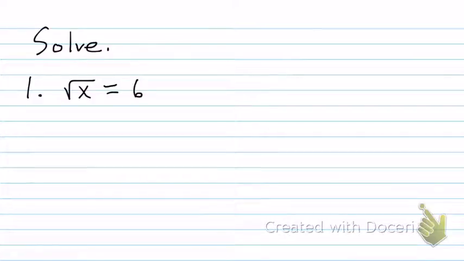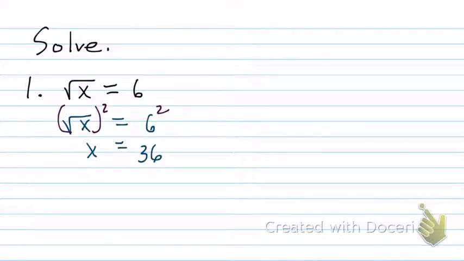So first of all, I'm thinking, how do I get x by itself? Well, the opposite of taking a square root, because I'm trying to get rid of that square root, would be squaring. So we're going to square both sides. And of course, if you have the square root of x and you square that, you're going to get x. And on the other side, you're going to get 36. And it's pretty easy to see that the square root of 36 is 6, so easy to check this. And so that is our answer.